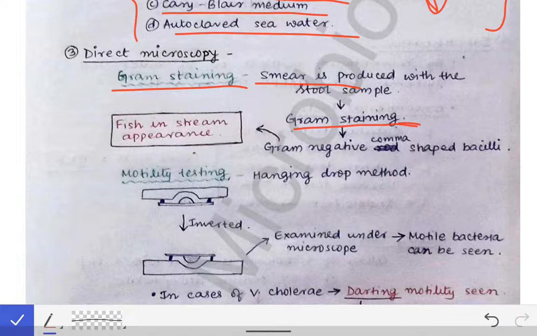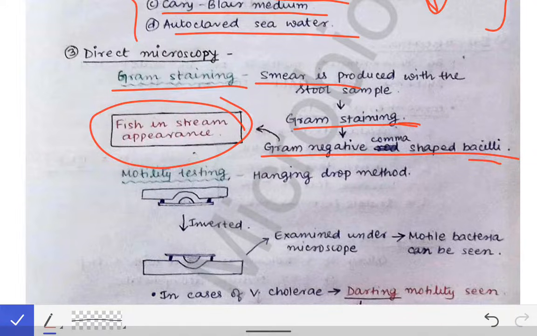So if it is Vibrio cholerae, then we will be able to see the gram negative comma shaped bacilli. Okay, and it has got a characteristic appearance. This appearance is very important to remember, which is called the fish in stream appearance. It will look as if the fishes are swimming in the river. Something like that will be the appearance. So that is called the fish in stream appearance.